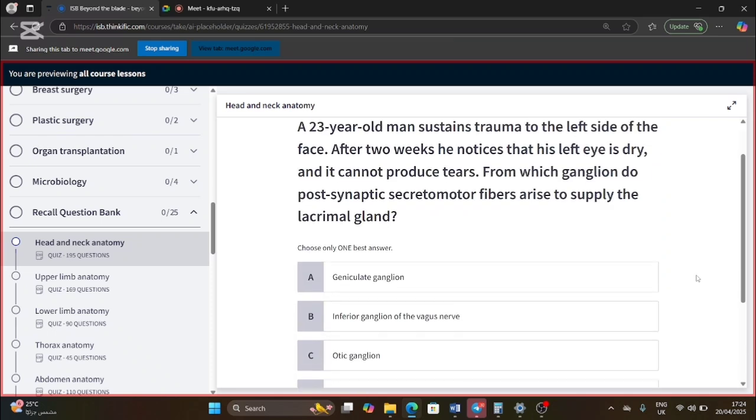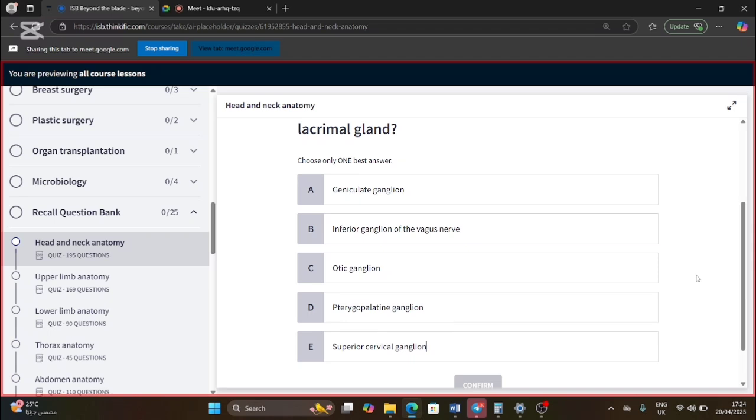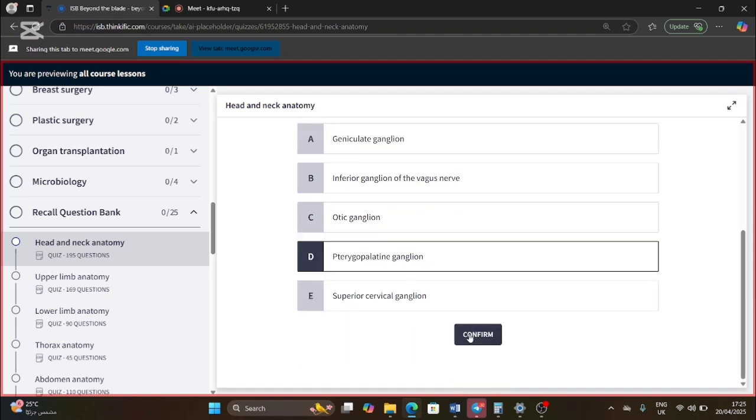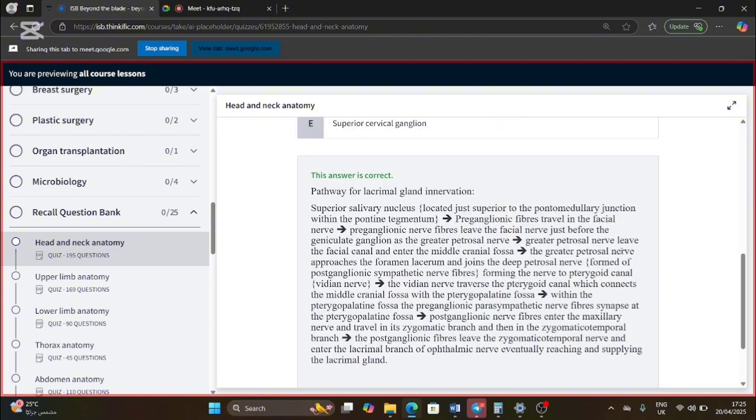Okay, let's look at the next one. A 23-year-old man sustained trauma to the left side of the face. After 2 weeks, he noticed that his left eye is dry and cannot produce tears. From which ganglion do postsynaptic secretomotor fibers arise to supply the lacrimal gland? It arises from the pterygopalatine ganglion. Yes, D. Okay, that's the correct answer.